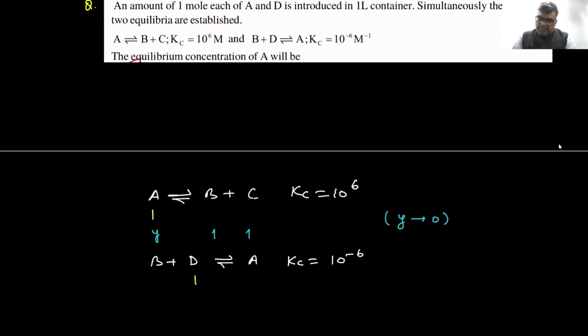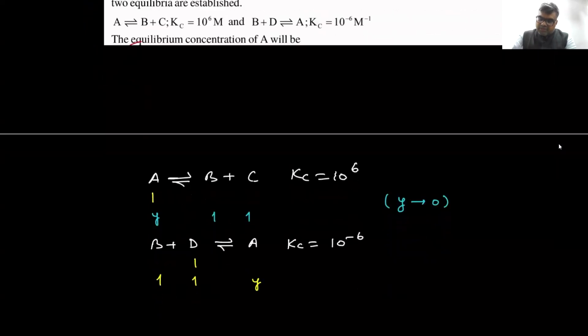Whereas for the second step, once B has formed 1 mole, the same value can be used for the next equilibrium, which is 1. D is already 1. And now the equilibrium constant is a very small value. So this equilibrium shifts in the forward direction very little. It will shift in the forward direction very little. So that is also almost tending to 0.